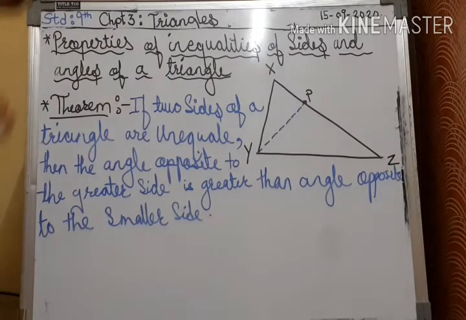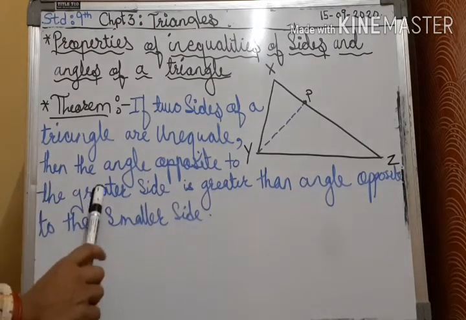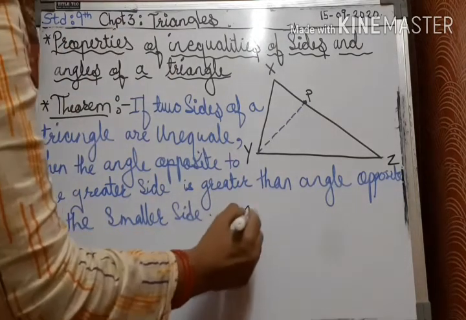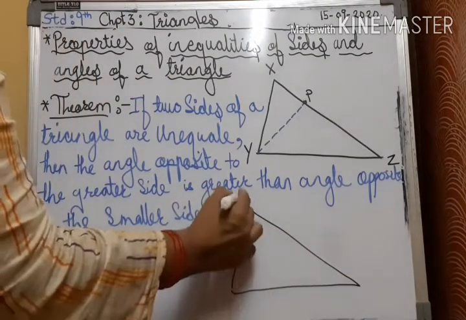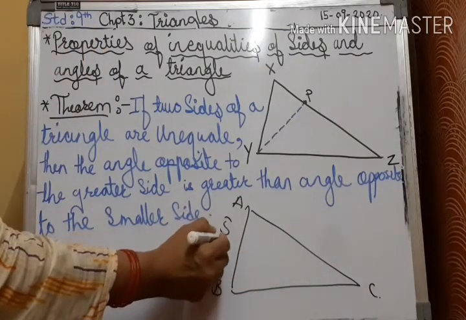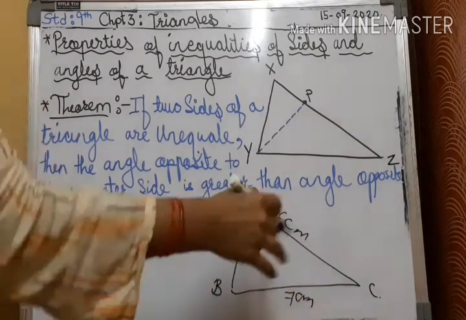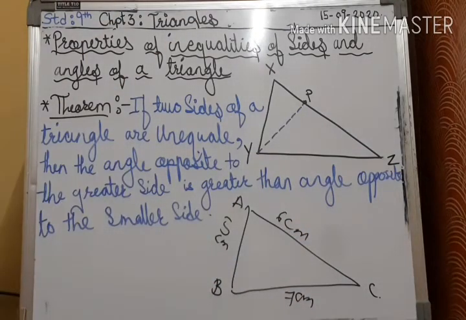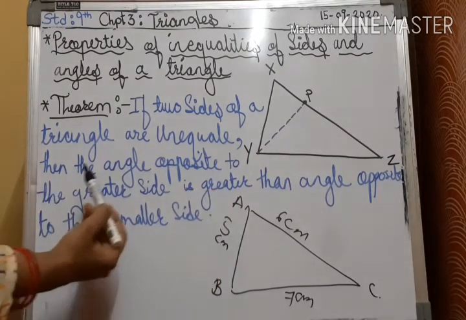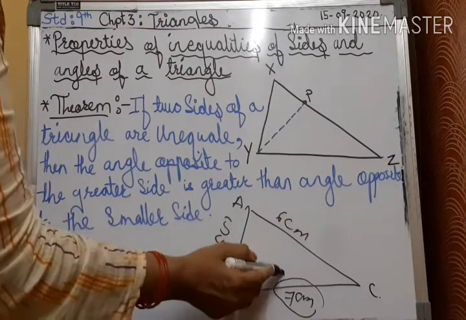So the angle opposite to the greater side is greater. Suppose we have a triangle A, B, C. Suppose this is 5 centimeter, this is 6 centimeter and this is 7 centimeter. We have a triangle with different sides. Angle opposite to the greater side, this is the greater side BC, so angle opposite.